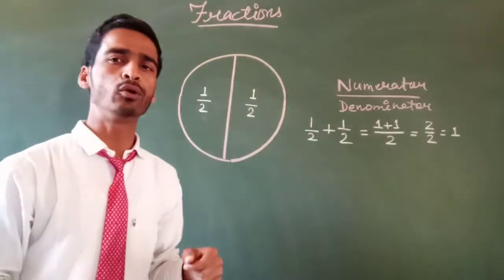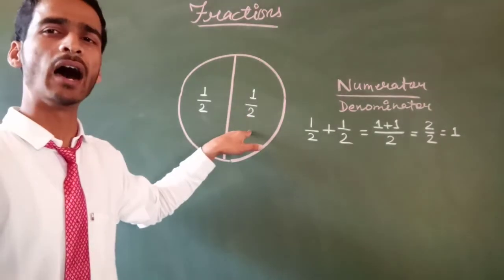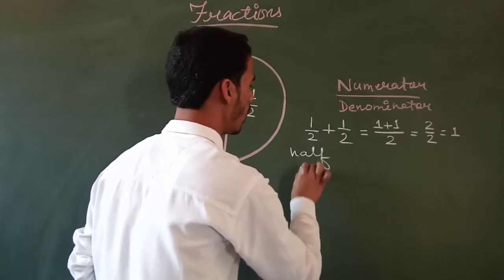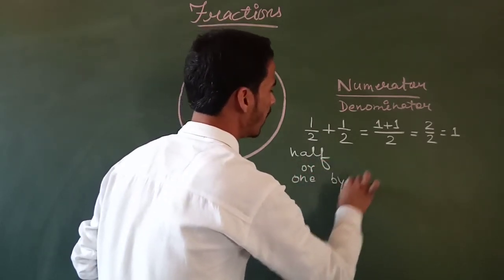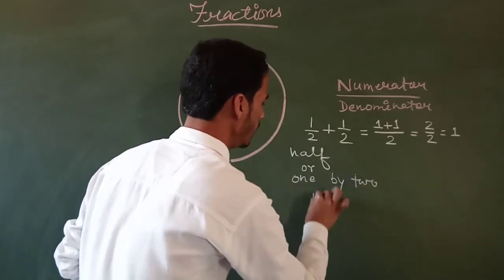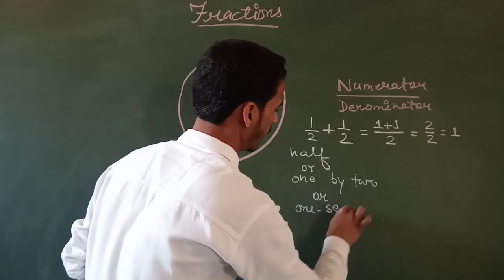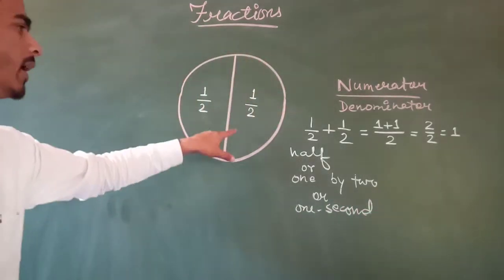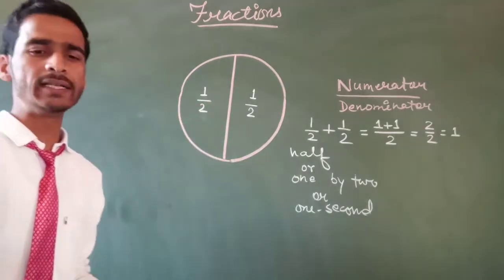So we can also call it a half, or 1 by 2, or one second. We can say 1 by 2, half, and one second.